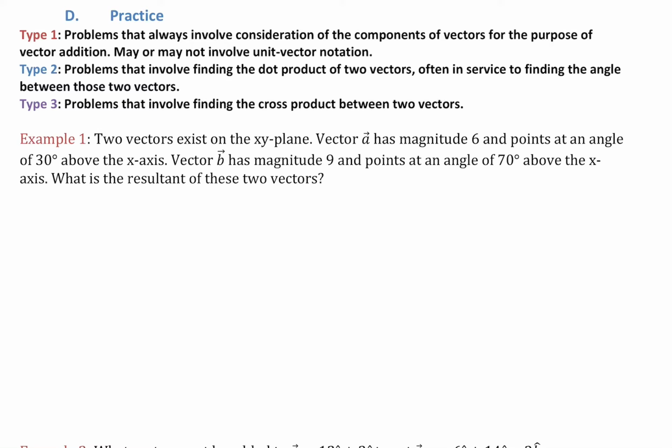Two vectors exist on the xy plane. Vector A has magnitude 6 and points at an angle of 30 degrees above the x-axis. Vector B has magnitude 9 and points at an angle of 70 degrees above the x-axis. What is the resultant of these two vectors?